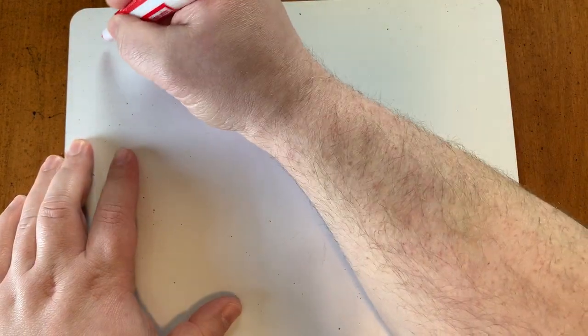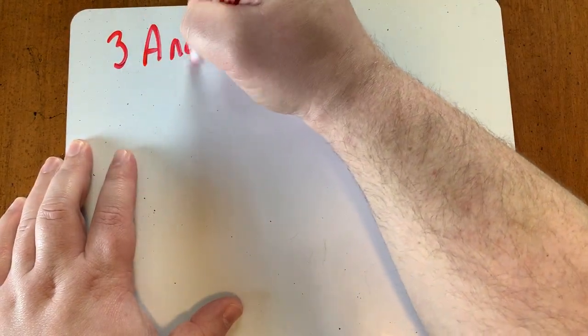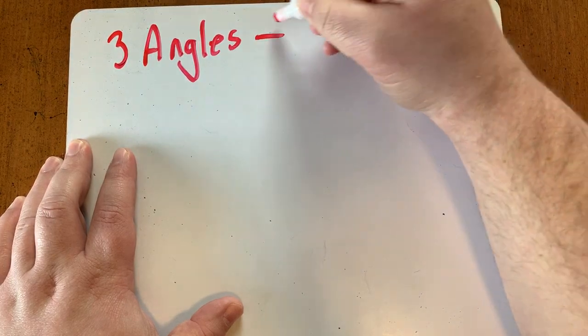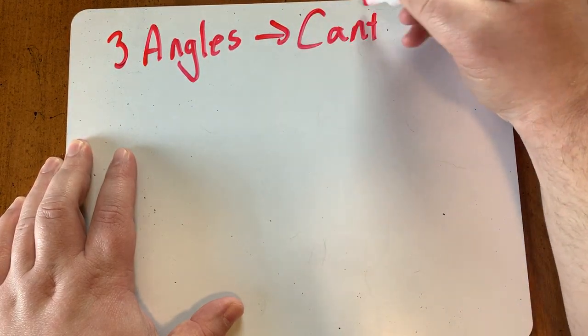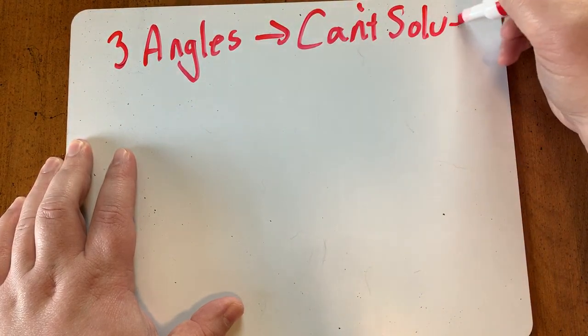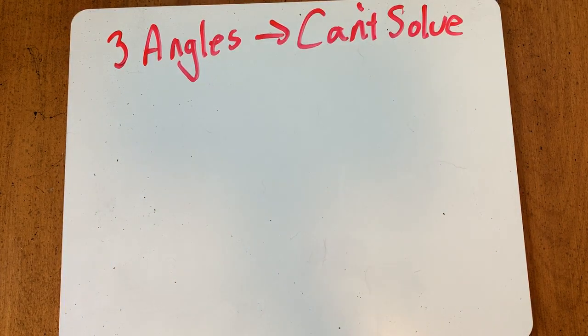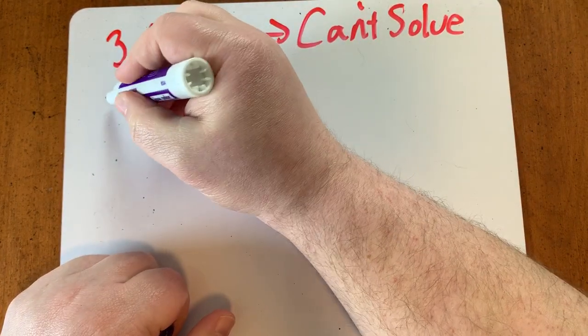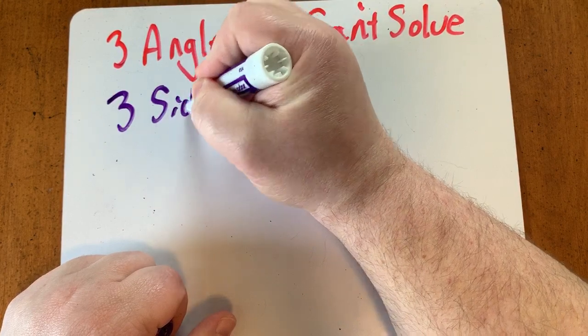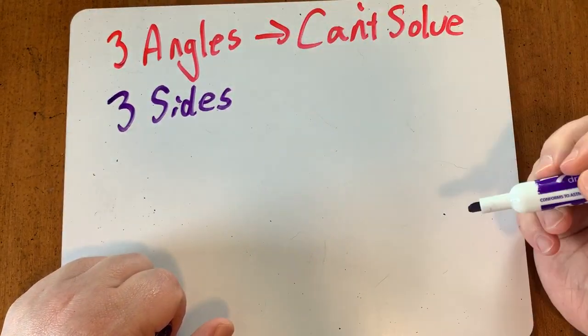So if you have three angles, you can't solve. So you can't solve the triangle if all you know is three angles. But if you have three sides, you can solve.